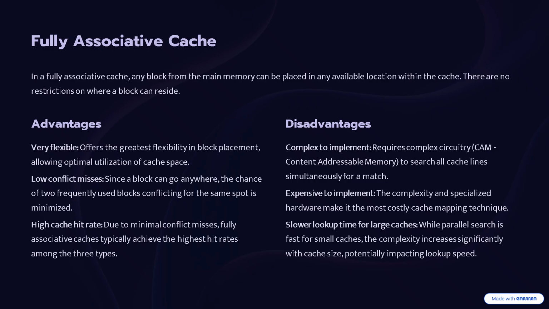The disadvantages of the fully associative cache: it is complex to implement. It requires complex circuitry to search all cache lines simultaneously for a match. It is expensive to implement. The complexity and specialized hardware make it the most costly cache mapping technique. Slower lookup time for large caches. While parallel search is fast for small caches, the complexity increases significantly with cache size, potentially impacting the lookup speed.